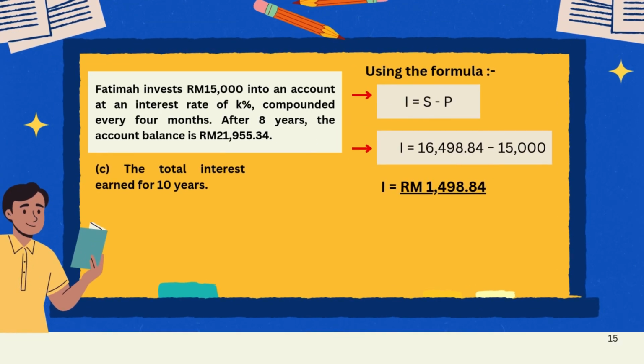Move on to the next question. For question C, find the total interest earned for 10 years. The total interest earned is the difference between the final amount and the principal amount. So we need to use the formula interest equal to S minus P. We substitute the values into the formula and the total interest earned for 10 years is 1,498.84 ringgit.